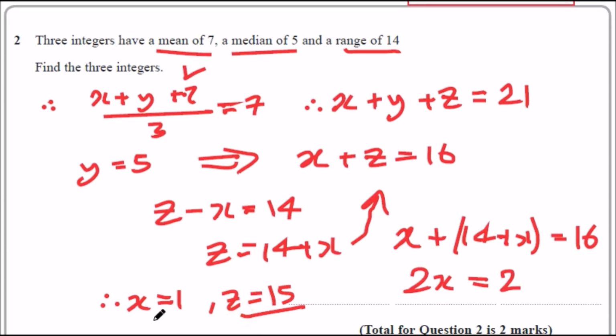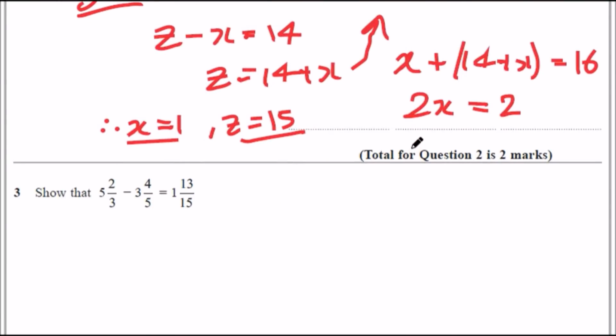That's it. And here's our value. z equals 15, x equals 1, and y equals 5. Not bad. Definitely a bit tricky.